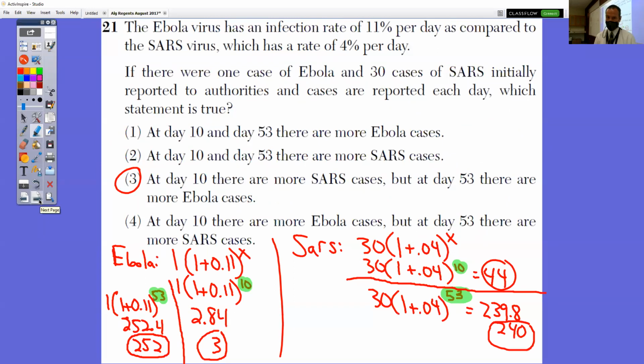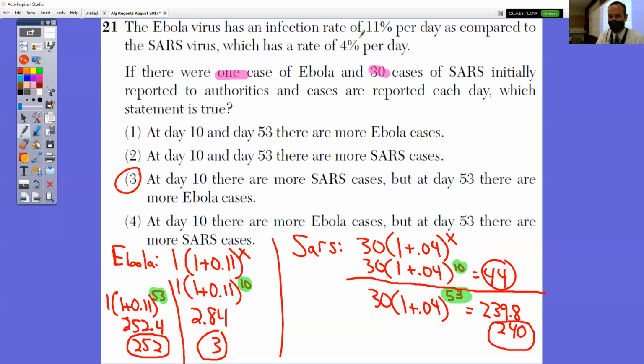This one was a hard one too. All right. So it says the Ebola virus has an infection rate of 11% per day. SARS virus has a rate of 4% per day. If there were 1 case of Ebola and 30 cases of SARS initially, so that's the number that goes outside the parentheses. The infection rate means that it's going up each day. All right, it's getting higher and higher. So when we go to figure it out for 10 days, you would have this equation. You'd have a 1 outside because it says for Ebola, it starts off with 1 case, 1 plus 0.11.